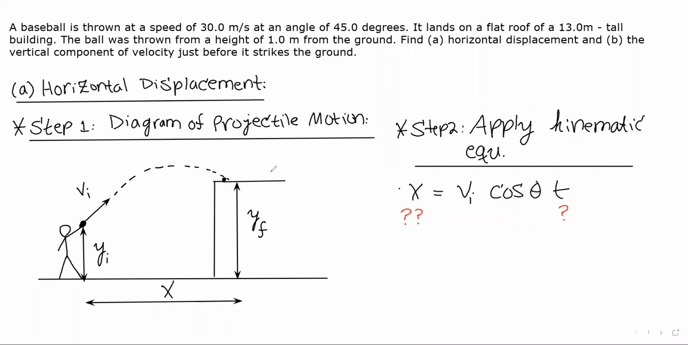A baseball is thrown at a speed of 30 meters per second at an angle of 45 degrees. It lands on a flat roof of a 13-meter tall building. The ball is thrown from a height of 1.0 meters from the ground. Find A, horizontal displacement, and B, the vertical component of velocity just before it strikes the ground.